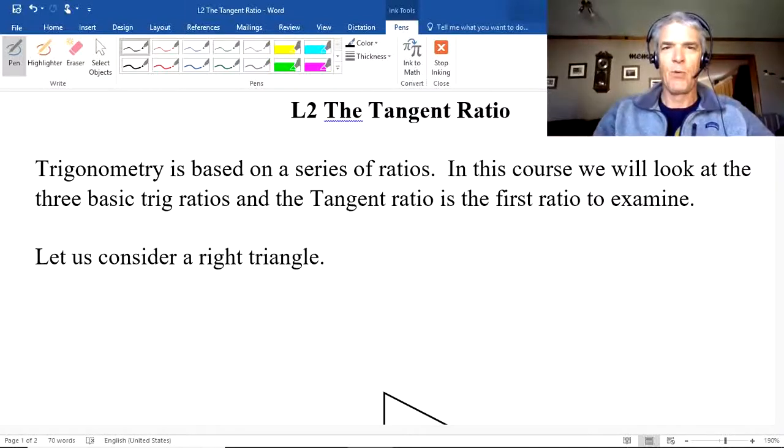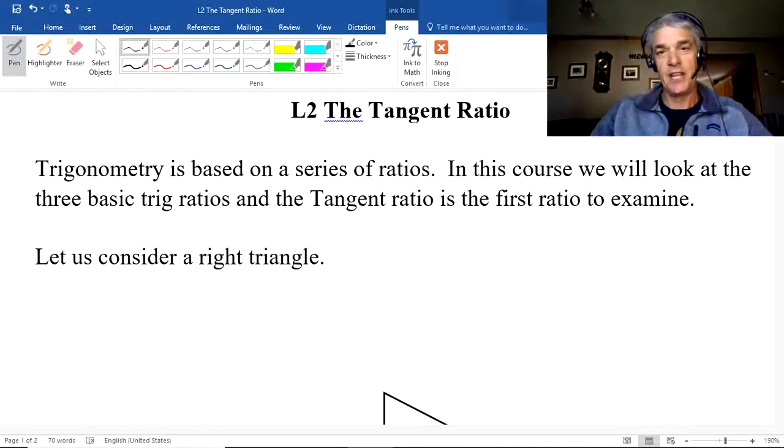All right. Welcome to this lesson on the tangent ratio, our first lesson in the series of lessons on trigonometry ratios. We'll be looking at a series of ratios, predominantly the three basic trig ratios, which are sine, cos, and tan. And I'm going to start with tan.